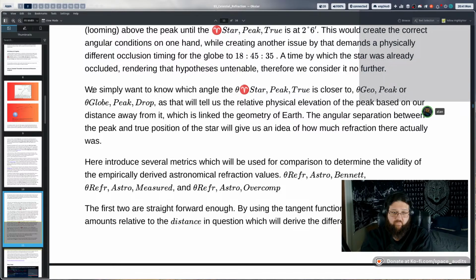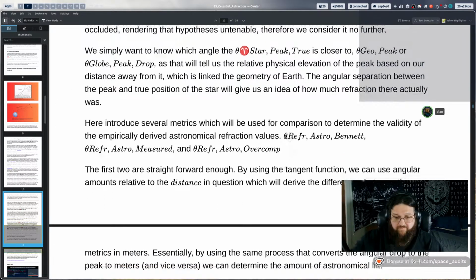That will tell us the relative physical elevation of the peak based on our distance away from it, which is directly linked to the geometry of Earth. The angular separation between the peak and the star will give us an idea of how much actual refraction there was. Here we introduce several new metrics so that we can go over the comparison for the refraction analysis and determine what constitutes a valid measurement.